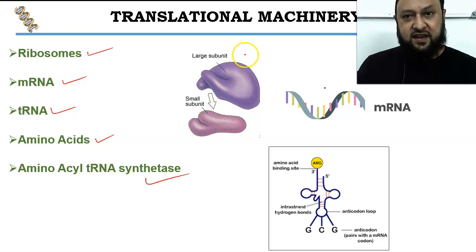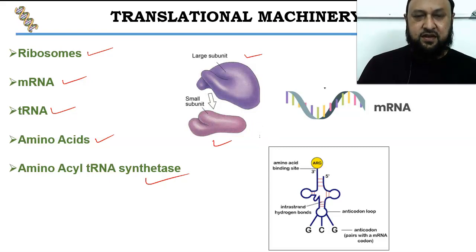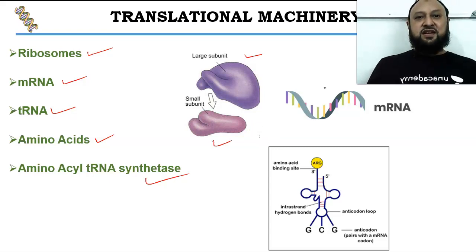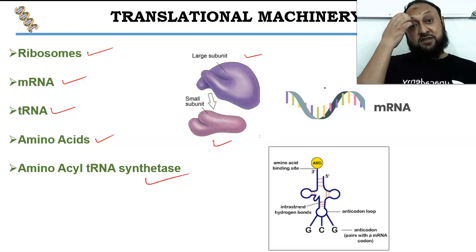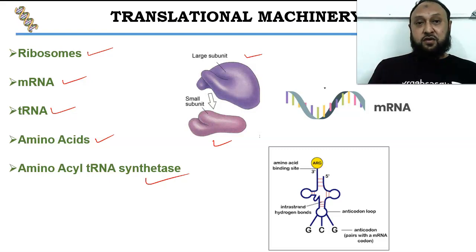Now, the ribosome has a structure like this. It has one larger subunit and one smaller subunit. Now, when we say smaller subunit and larger subunit, it is present in both prokaryotes and eukaryotes. In the prokaryotic cell it is a little different, and in the eukaryotic cell it is also a little different.